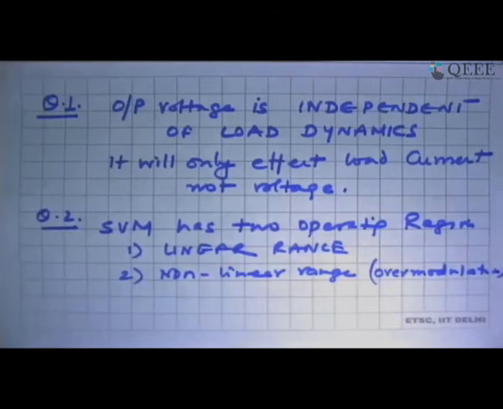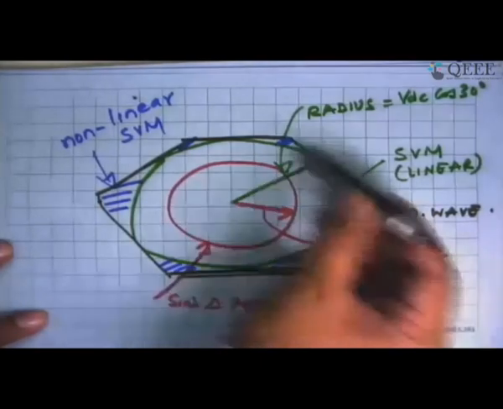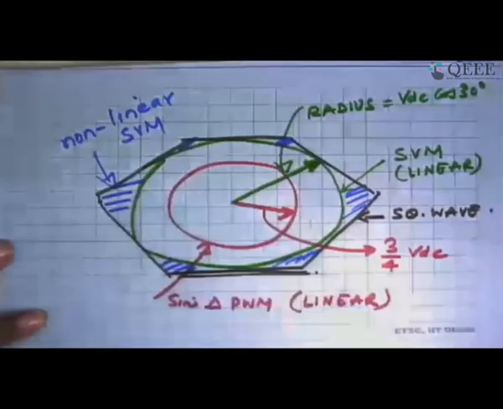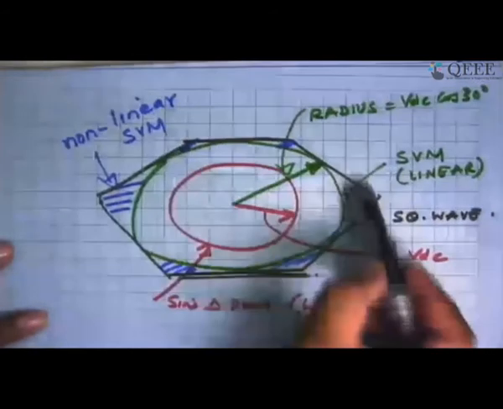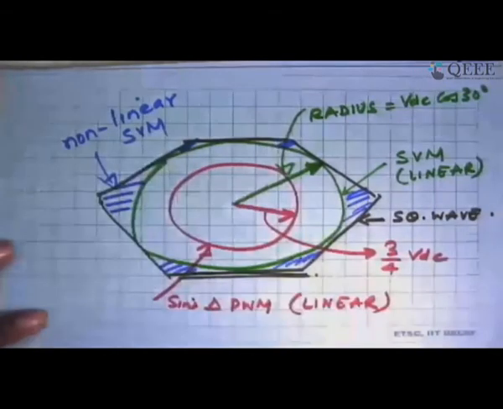Somebody asked, what is the region of operation of SVM? We have just two regions. As long as we are operating inside the circular region, it is called the linear range, and if we are outside the circle, it is non-linear. We have covered this here. Whatever is inside the green circle is the linear range. But outside, you cannot apply a Vs vector which is a circle. So this is the non-linear range.